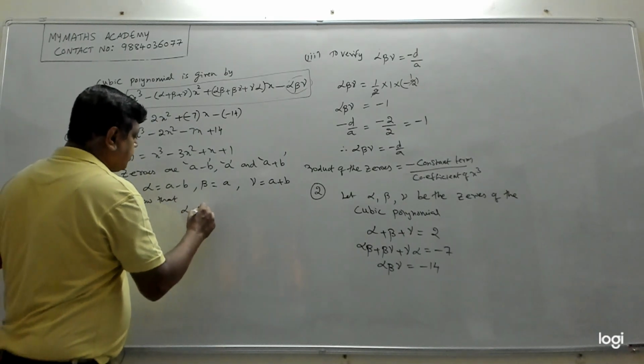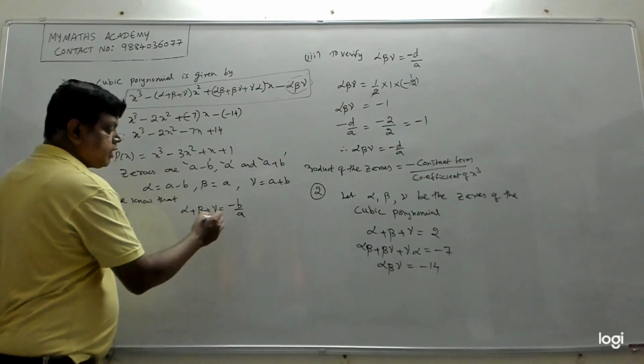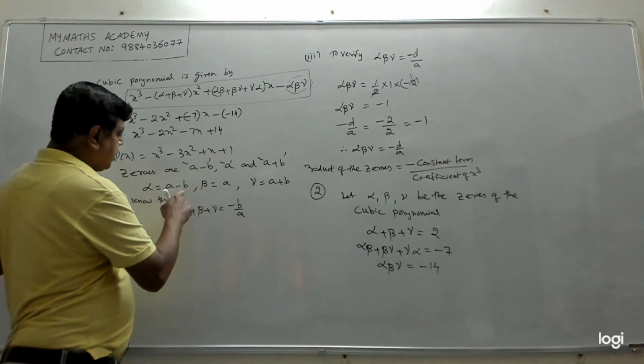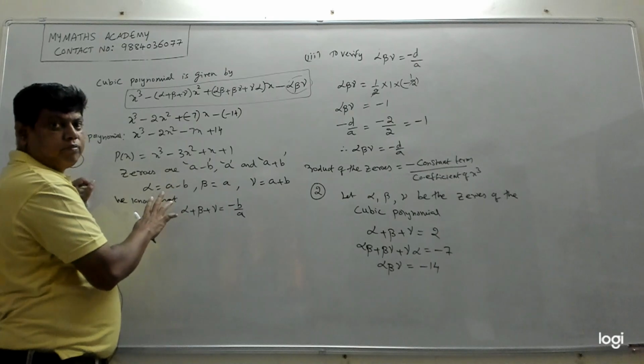So we can say we know that alpha plus beta plus gamma is minus b by a. This we know. We don't have to check here; they are not asking you to verify this. Now what is alpha? A minus b. See, we have to find the value of a and b. Find what is a, what is b.